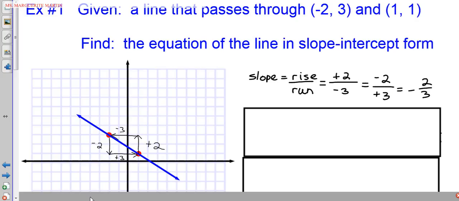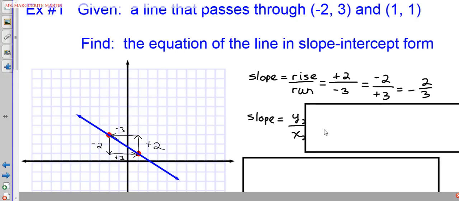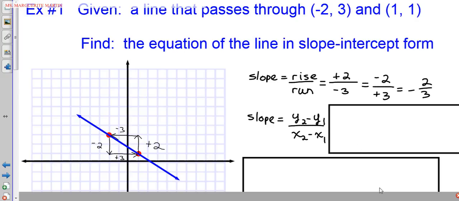You also learn about slope that there's a formula for slope. Slope is equal to y sub 2 minus y sub 1 over x sub 2 minus x sub 1. And then the 2 points that we were given, we could say the first one is x sub 1 and y sub 1, and the second one is x sub 2 and y sub 2. It doesn't really matter whether we call the first one x sub 1 and y sub 1, or the second one x sub 1 and y sub 1.